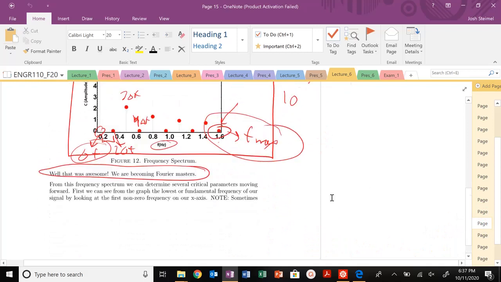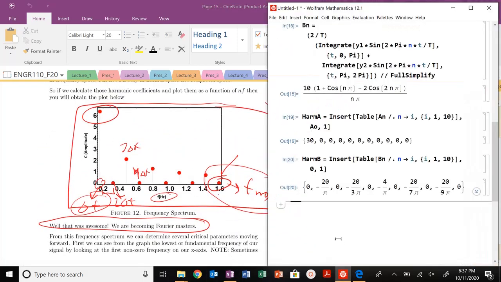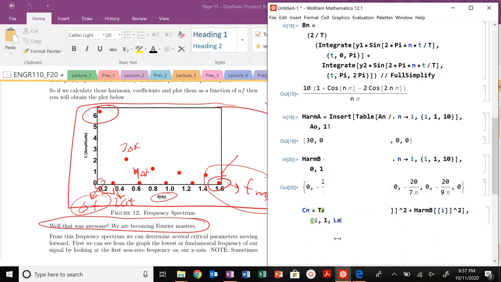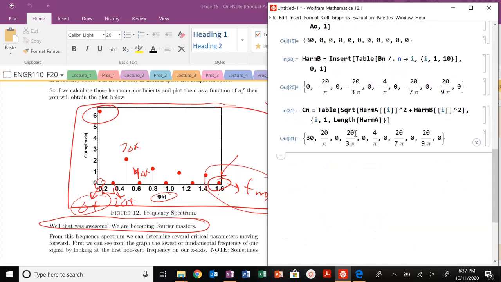Well, your frequency spectrum is going to be this amplitude, the C sub n, which is the magnitude. So my C sub n is going to be equal to a table of the square root of harm A squared plus harm B squared, square root that, from i equals 1 to length of harm A or B. So those are my C sub n values.